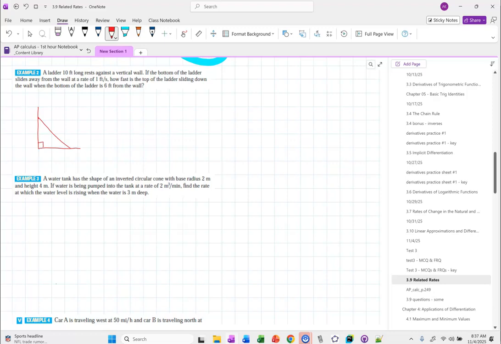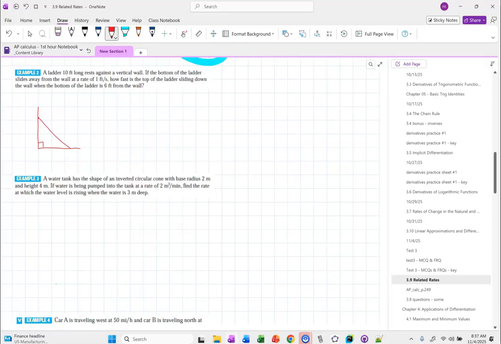Everybody cool with my picture of the ladder? Okay. Let's start now by naming the relevant parts of this picture.